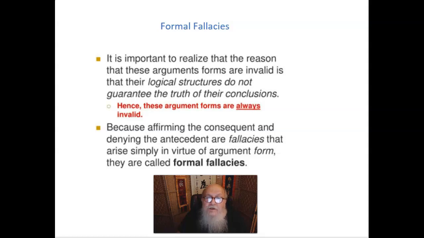Because affirming the consequent and denying the antecedent are fallacies that arise simply in virtue of argument form, they're called formal fallacies. Now, we're primarily interested in discovering the patterns of reasoning, the patterns of thinking in reaching the goal of logic, to distinguish between good and bad arguments. A good argument is one that's valid. It has a pattern such that if the premises are true, then the conclusion must be true. And an invalid argument, a bad argument, is one in which it's possible to have all true premises and a false conclusion. So it's important to pay attention to the patterns and make sure we're identifying them correctly.